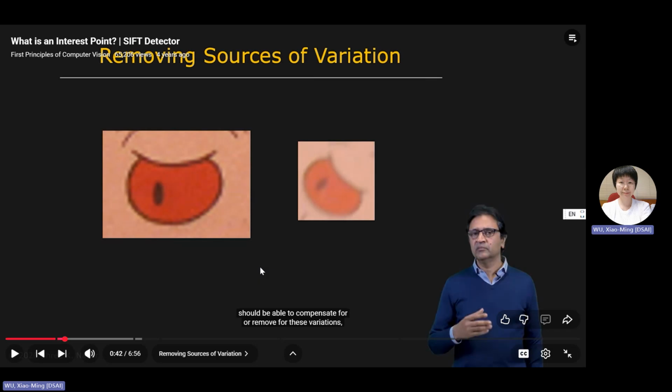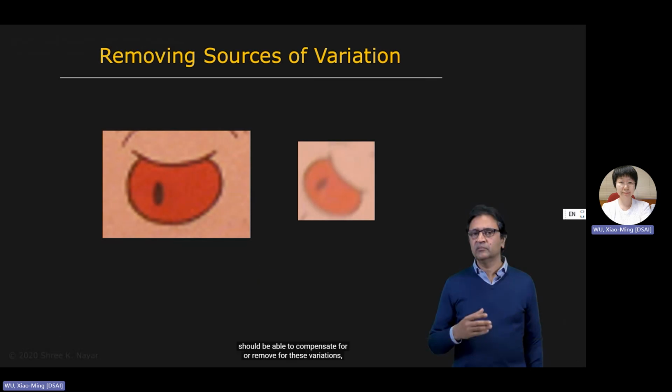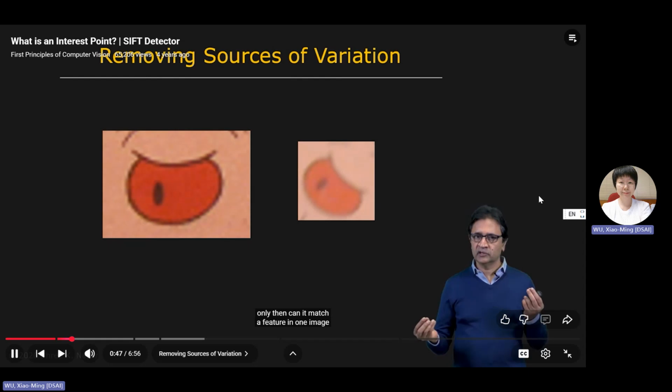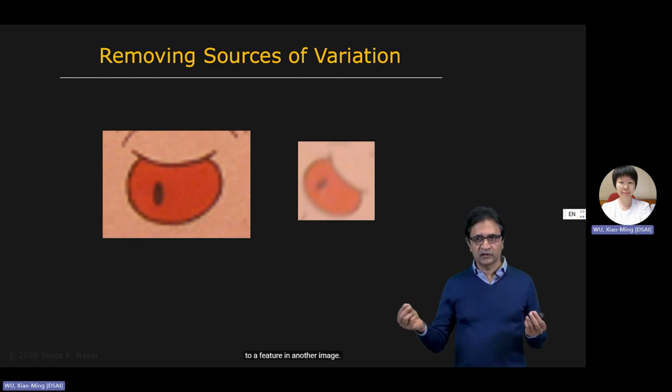If we want to match the two patches, they have different scaling and orientation, as well as illumination, lighting changes. Okay, so our detector should be robust to these factors. Let's see, it should compensate for or remove these variations. Only then can it match a feature in one image to a feature in another image.